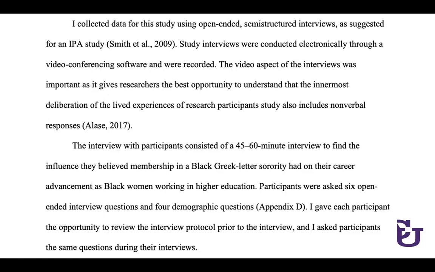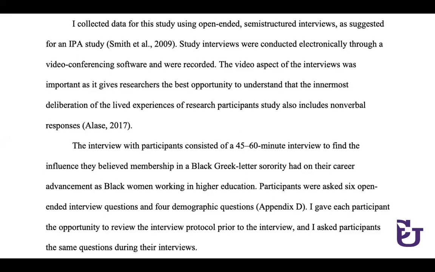That's good. You'll see that the next paragraph gives us some key information, like the length of the interview, so it ranged from 45 to 60 minutes, okay? And the goal of the interviewing, to find the influence they believe that this particular criteria had. And we see in the second sentence of the second paragraph, participants were asked 6 open-ended interview questions and 4 demographic questions. So this is a great level of detail. The demographic questions, that's things like, oh, well, what is your racial or ethnic background? How do you identify? Things that help you understand the group as a whole, their makeup. And then we see that of those 10 questions that were asked, 4 were demographic and 6 were open-ended.